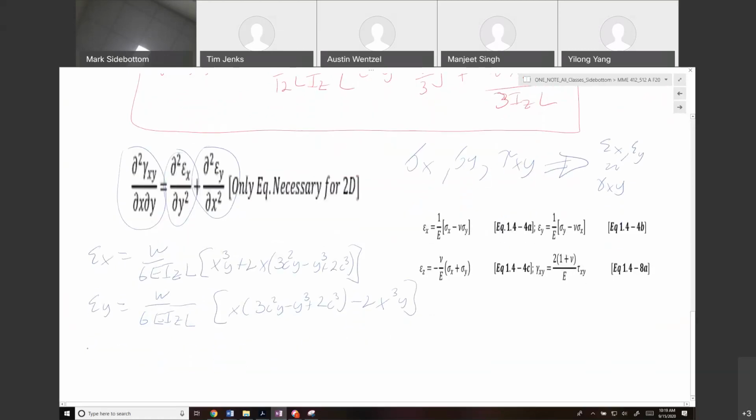And then gamma xy would be equal to 2 times 1 plus the Poisson's ratio divided by the Young's modulus times w x squared over 4 IZ L times c squared minus y squared.